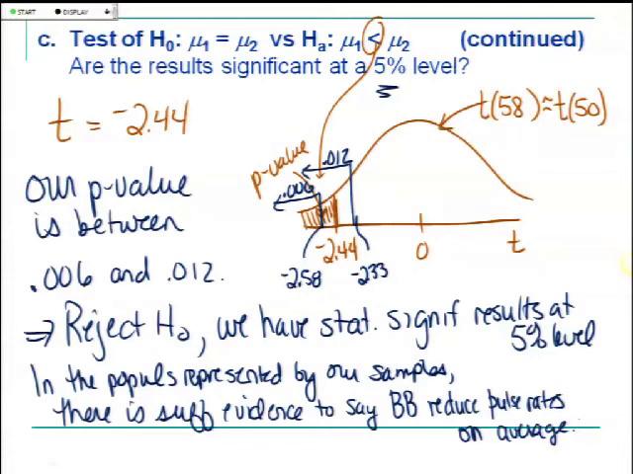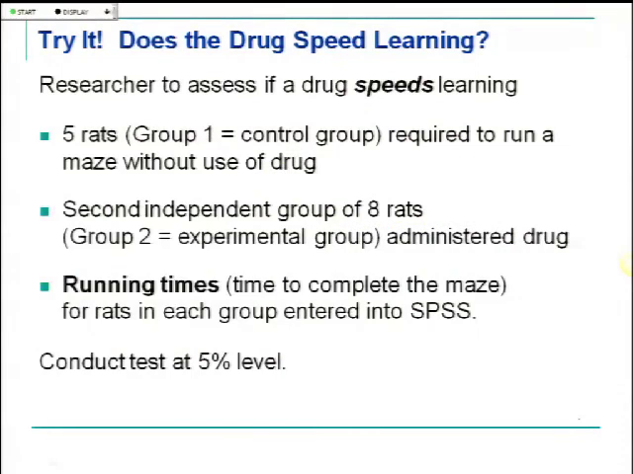All right, take a look at the next page, which will be a lot easier because the output is all there. We're looking at a maze with rats, a particular drug that should help speed learning. 2 groups of rats, 5 and 8. Group 1 is the control group this time. Group 2 is the treated group. How do you know it's independent samples? There's 2 big clues.